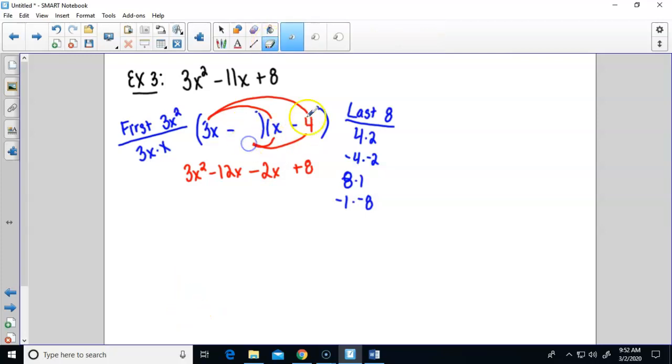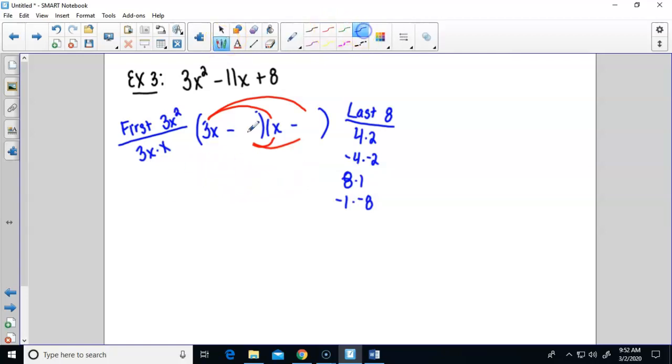That's a good idea. Let's try that. Negative 1 and negative 8. Alright. Negative 1 and negative 8. Let's try that. Because we're giving up on negative 4 and negative 2. Alright, so I've got 3x times x is 3x squared. I've got 3x times negative 8 is negative 24x. You think it's going to work? I think that's going to be too big. Negative x plus 8. Oh, it didn't work.